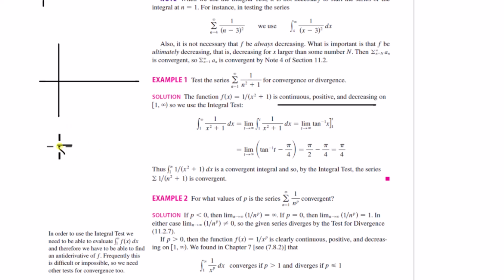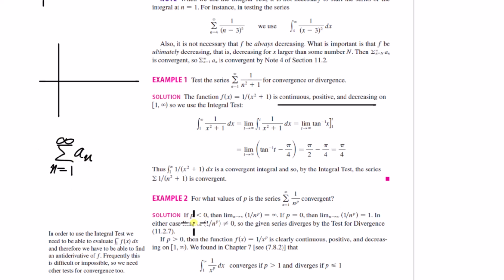So before this section, if we had a series like this, we could test for convergence by taking the limit of a sub n. If the limit of a sub n doesn't converge to 0, then we know that the series is divergent. If it converges to 0, then we don't really know anything. They call this the test for divergence. It was only about testing for divergence. If this limit is equal to 0, then we don't know if it's convergent or divergent. If this limit is anything but 0, then we know the series is divergent.